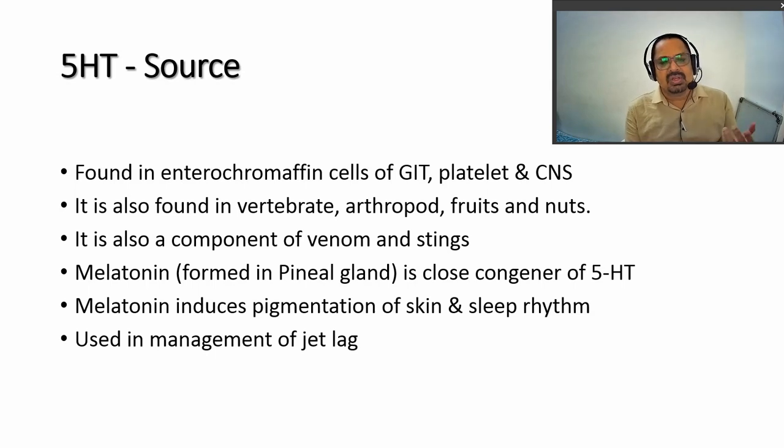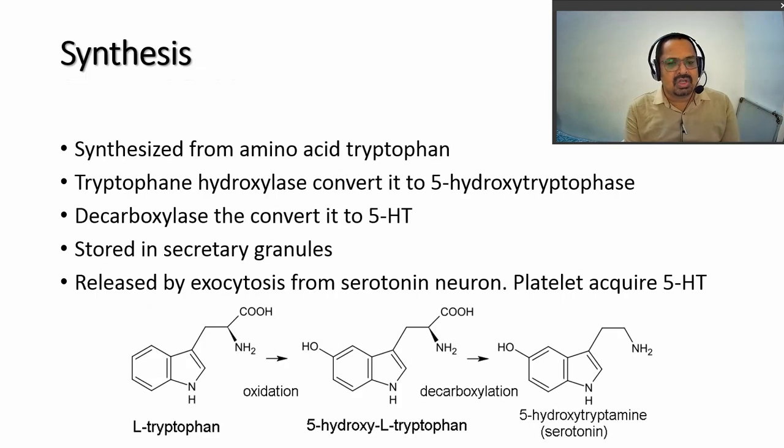Vertebrate animals or insects like arthropods, fruits and nuts, so in animals and in plants, 5-HT is found. It is also a component of venoms and stings. Whatever the toxic effect of the venom or stings, an excess quantity of 5-HT is also found. Melatonin is a close analog of 5-HT. It is formed in the pineal gland. It is a very close congener of 5-hydroxytryptamine, and this melatonin is responsible for pigmentation of the skin and the sleep rhythm. It also plays an important role in the management of jet lag whenever a person is traveling from one place to another.